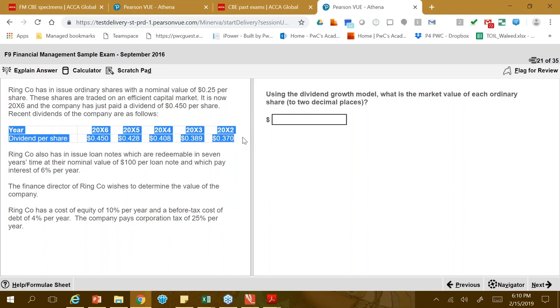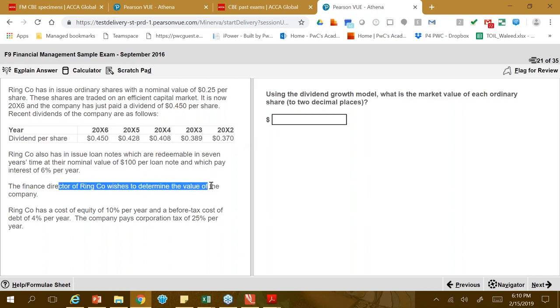Ring also has an issue of loan notes which are redeemable in 7 years' time at their nominal value of 100 per loan note, and which pay interest of 6% per year. So the coupon is given, timing is 7 years, and the redemption value is $100. About this debt, the finance director of Ring wishes to determine the value of the company. Ring has a cost of equity of 10%, and the before tax cost of debt is 4%. So this is again the discount rate, 4% pre-tax cost of debt. The company pays tax at 25% per year.